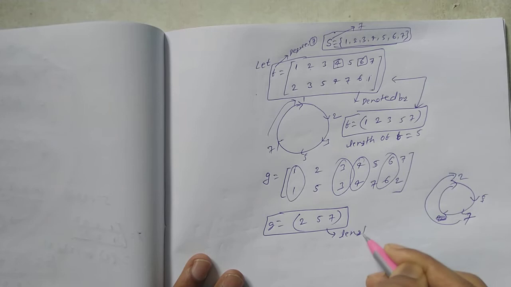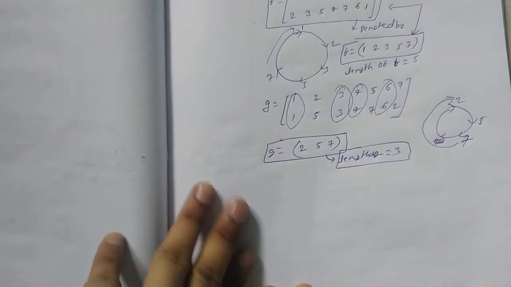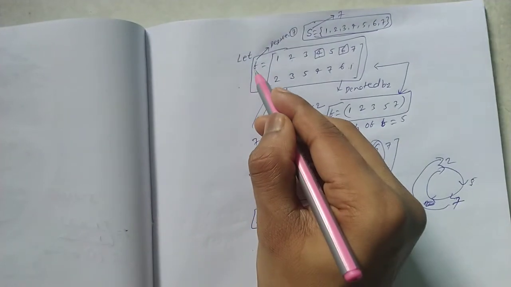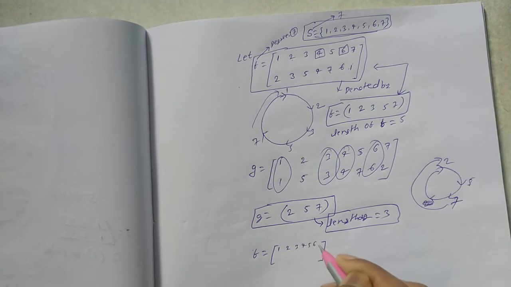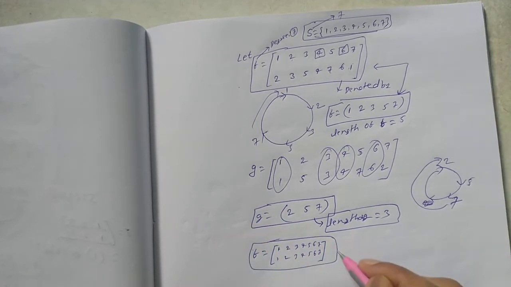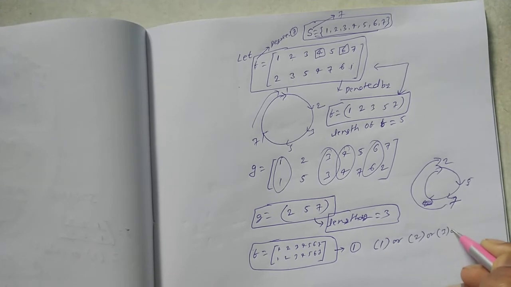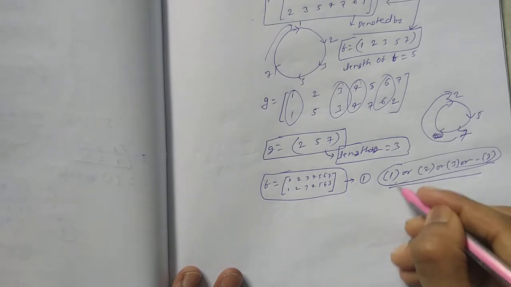The length of G is equal to the number of elements in the cycle: 1, 2, 3. So 3. Now, the identity permutation. In the identity permutation, every element is mapped on itself, like 1 2 3 4 5 6 7 on 1 2 3 4 5 6 7: image of 1 on 1, 2 on 2, 3 on 3, 4 on 4. This is the identity permutation, and its length is 1, because the image of 1 on 1, 2 on 2, 3 on 3 can be denoted in this way.